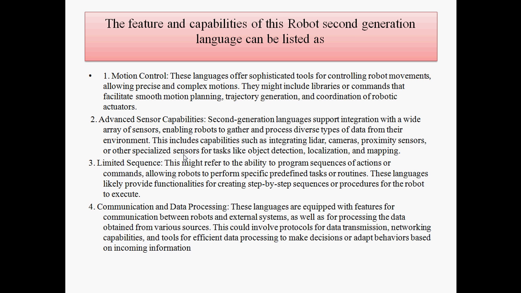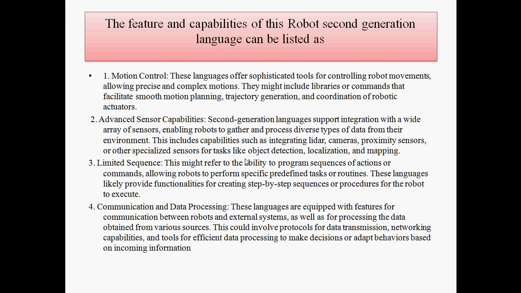First is motion control. With sophisticated control of movements, it allows precise and complex motions. Also, we are facilitating smooth motion planning and trajectory generation, which is useful for the coordination of robotic actuators. So this is about motion control, controlling the robot movements.